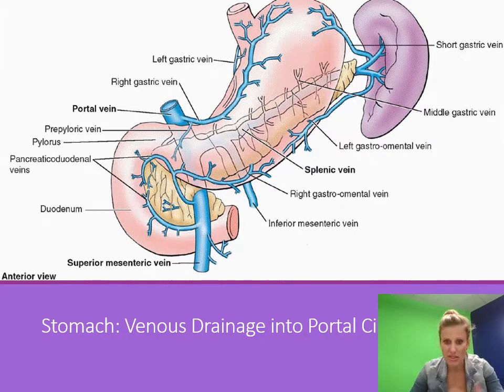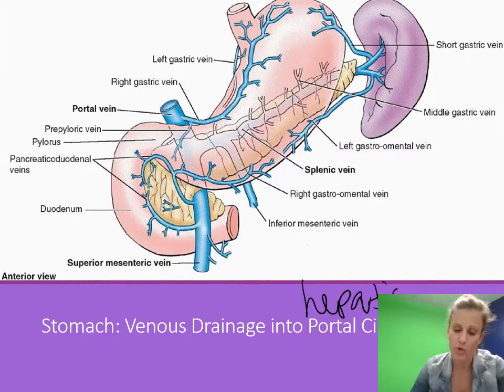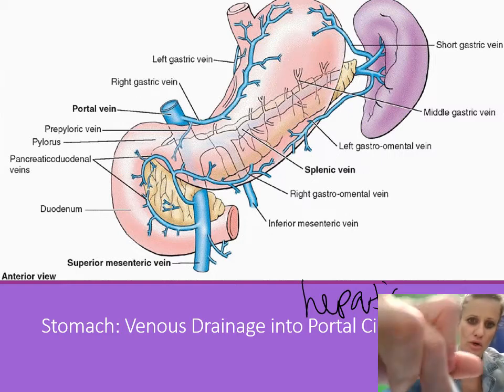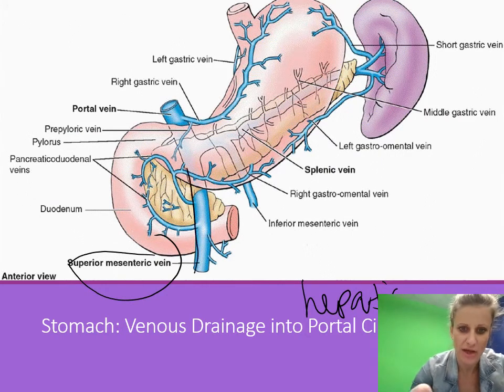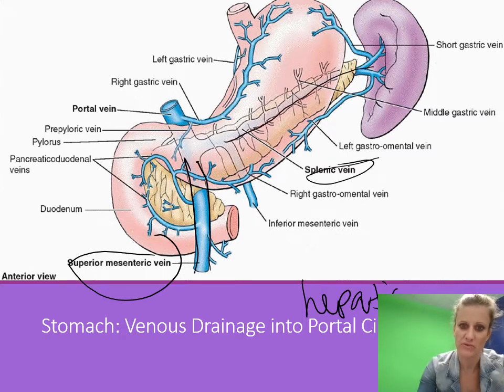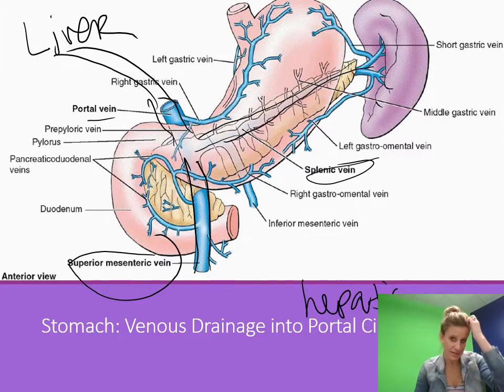Venous drainage from the stomach is via the hepatic portal circulation. Remember, the portal vein is formed by the superior mesenteric vein, which you see here, and the splenic vein, which comes from the spleen. Those merge to form the hepatic portal vein, which goes to the liver. There are veins that match the arteries, and these all eventually flow back into the hepatic portal vein.